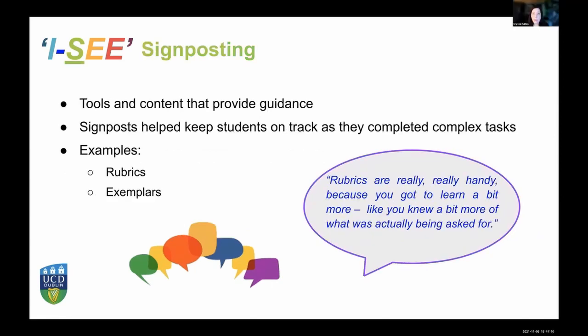Signposting is next. Signposting includes all of the tools and content that guide the student, that show the students where they have to go, just like a directional sign when you're driving in a car. Students told us that signposts help them keep on track as they completed complex tasks. So tools like exemplars and rubrics really helped show students where they were going. And one student has summed it up here for us: rubrics are really, really handy because you got to learn a bit more, like you knew a bit more of what was actually being asked for.